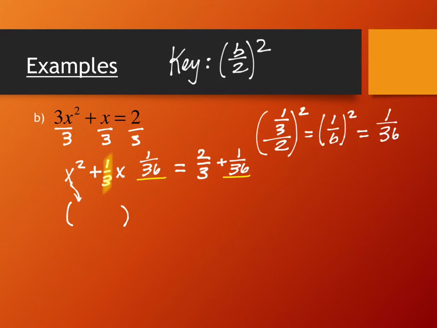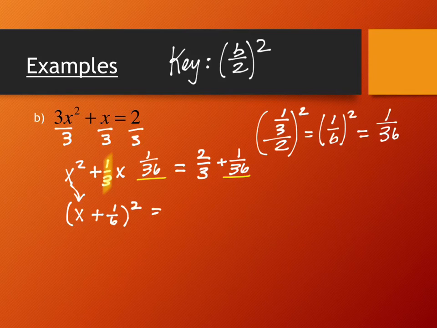You take the square root here of the x squared, that's x. You take the square root of the 1/36, that was 1/6, and you take the sign of what was in the middle, that was positive. So you don't have to work for the factoring on the left. It's already, all the work's been done.